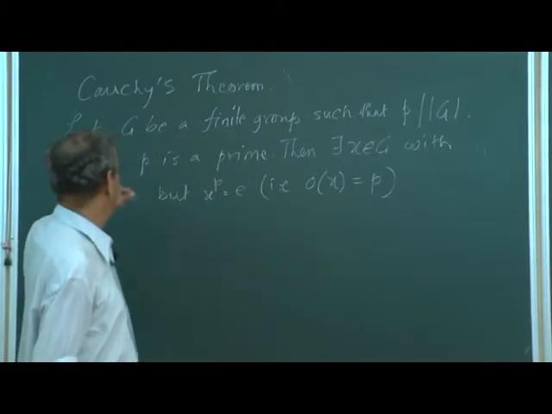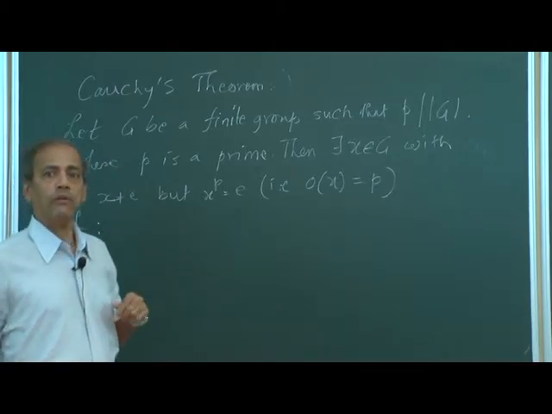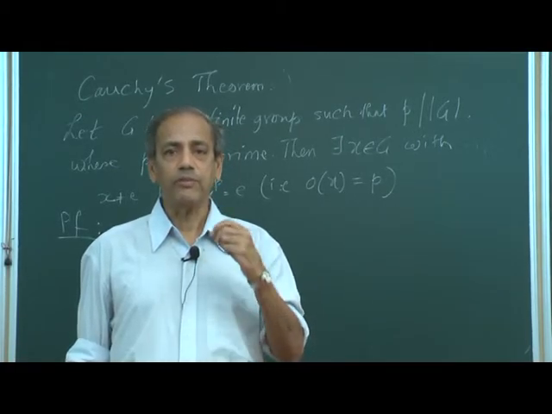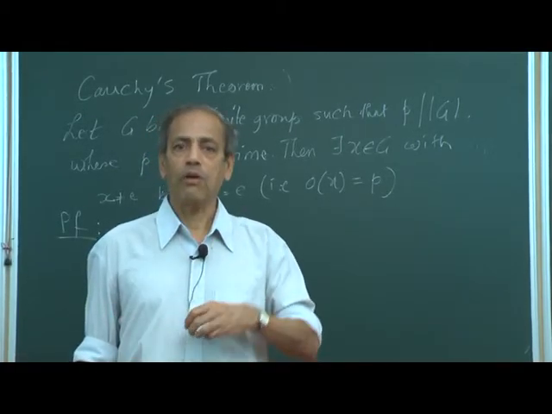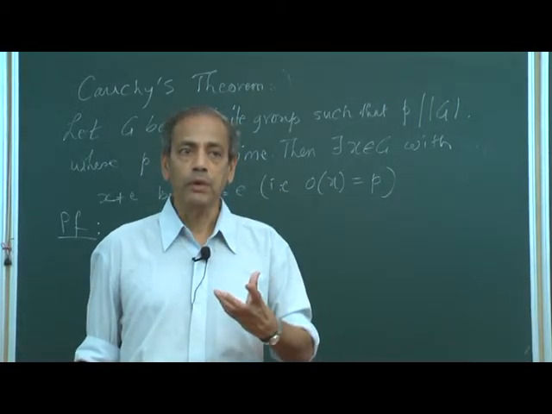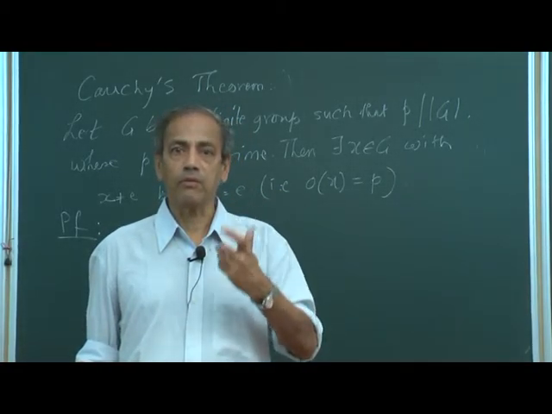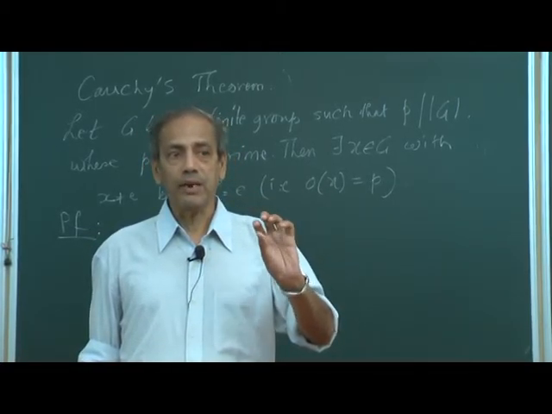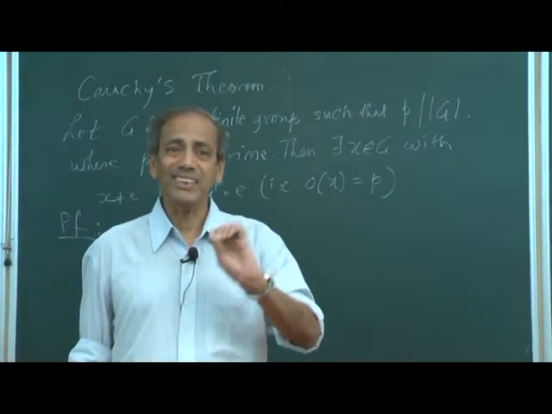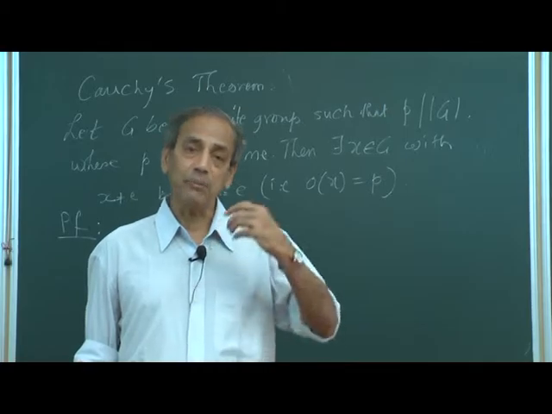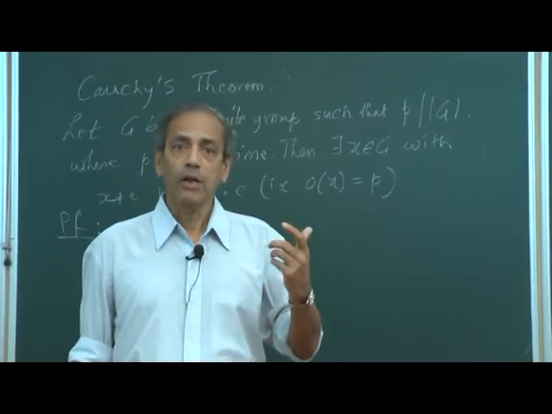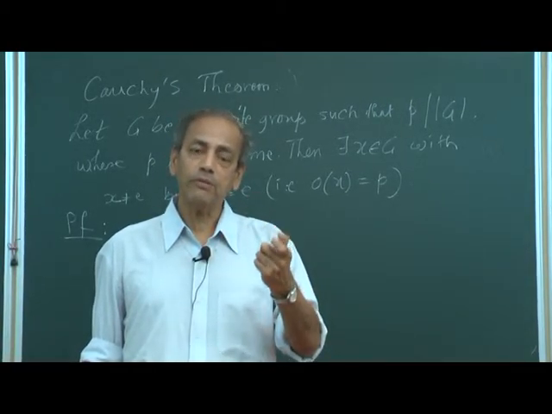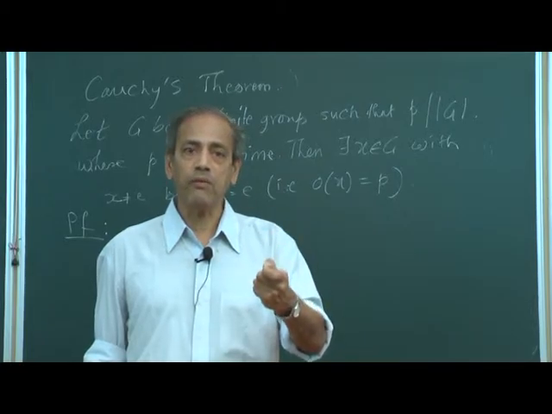Presently, we are looking at Cauchy's theorem. So, what is Cauchy's theorem? Cauchy's theorem is a partial converse of Lagrange's theorem. What Lagrange's theorem says is that if a subgroup is there, then its order divides the order of group G. The converse is: if some number m divides the order of group G, does there exist a subgroup of that order? This is not true. But Cauchy was the first one to answer this in a positive way, partially.